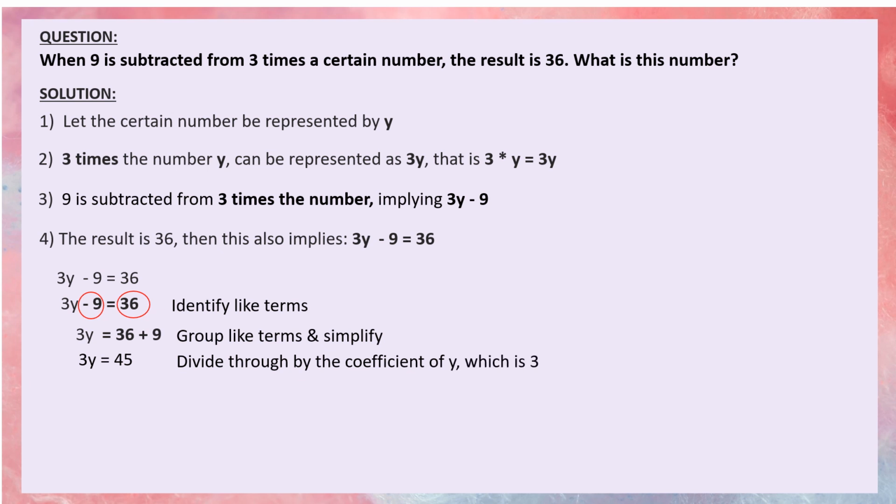On the left hand side, you have 3y. How do we solve for that y? We need to divide by 3. But whatever we do to the left hand side, we do to the right hand side in order to simplify. So 3y over 3 equals 45 over 3, and then y equals 45 over 3, and then y equals 15. This tells you and me that the certain number we have solved for in this word problem is 15.